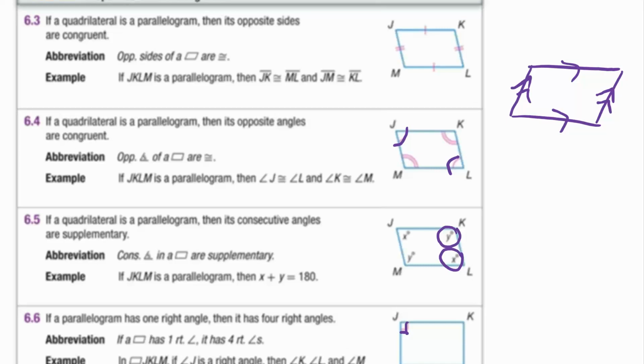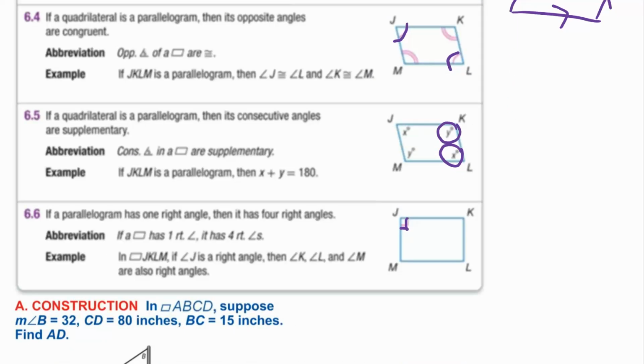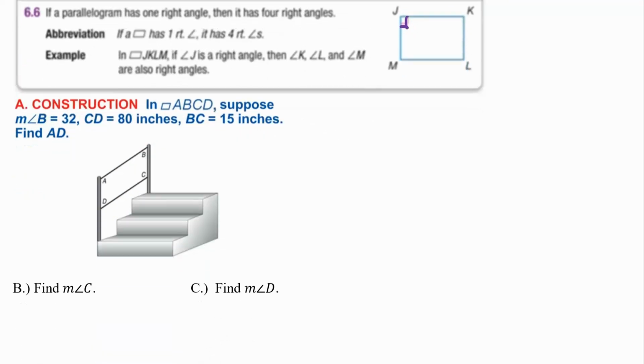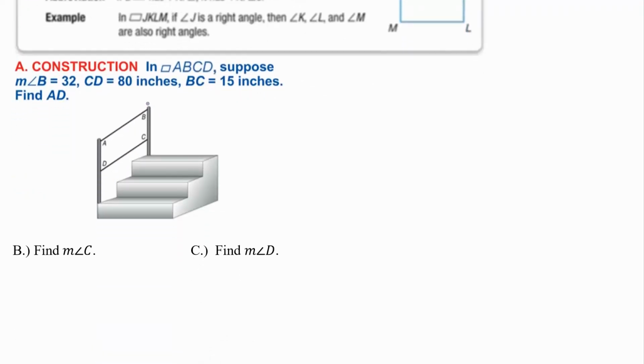So we know that opposite sides are parallel, opposite sides are congruent, opposite angles are congruent, consecutive interior angles are supplementary, and if you have one right angle, all the angles are right. So in this next picture, they're telling us the measure of angle B is 32 degrees. They tell us that the length of CD is 80 inches and that BC is 15 inches. They asked us to find AD.